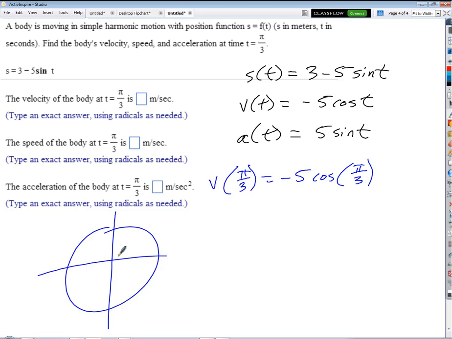Sure is. So that's this guy right here. Now, what are the coordinates on the unit circle at 60 degrees or pi thirds? One half, square root 3 over 2. Okay, you guys are not good at your unit circle. We're going to have to review this.